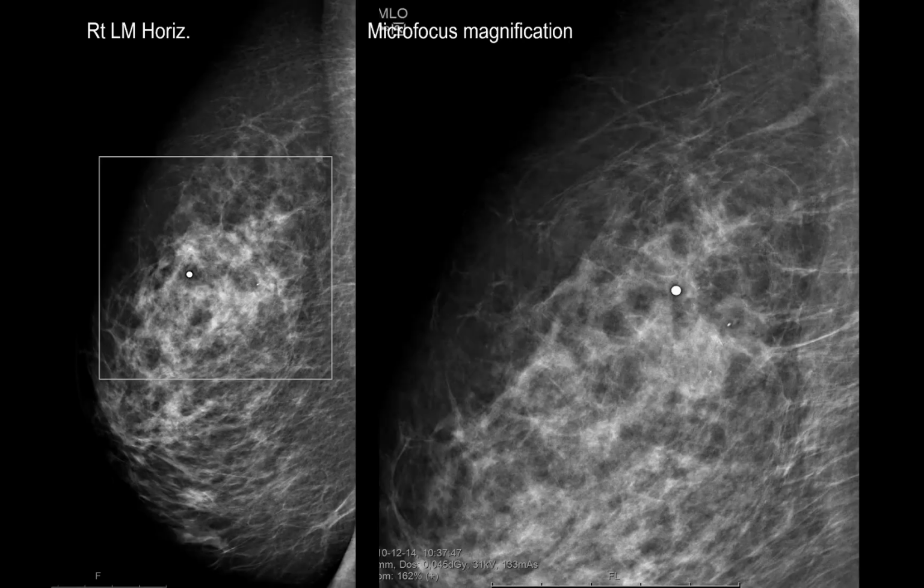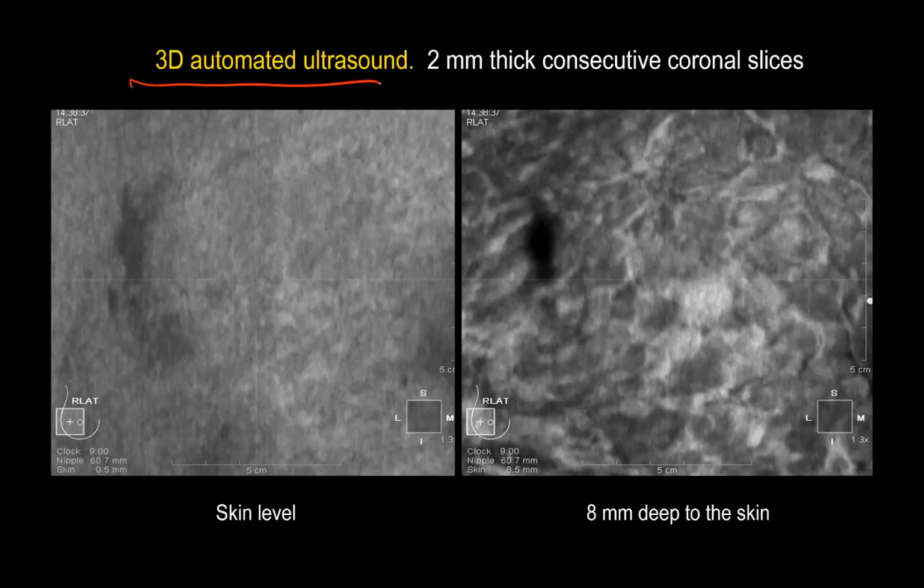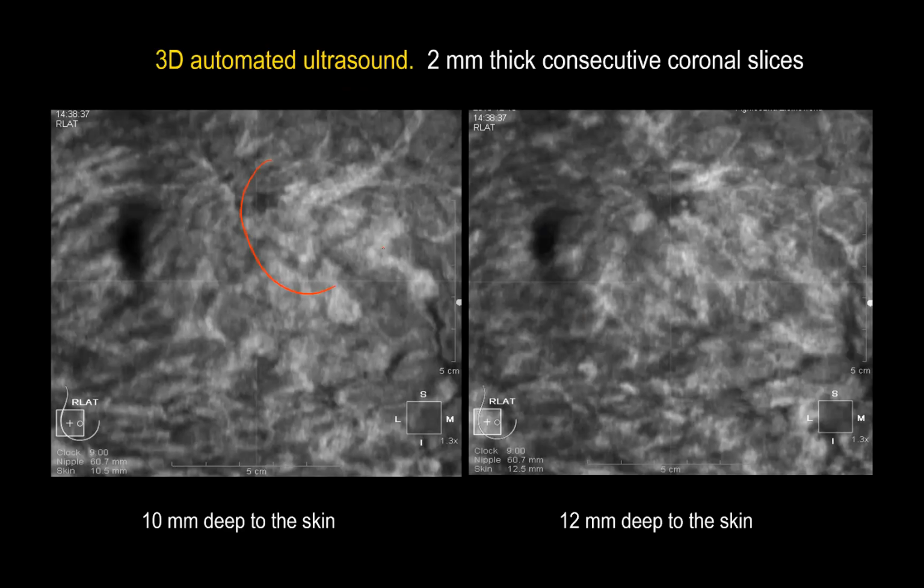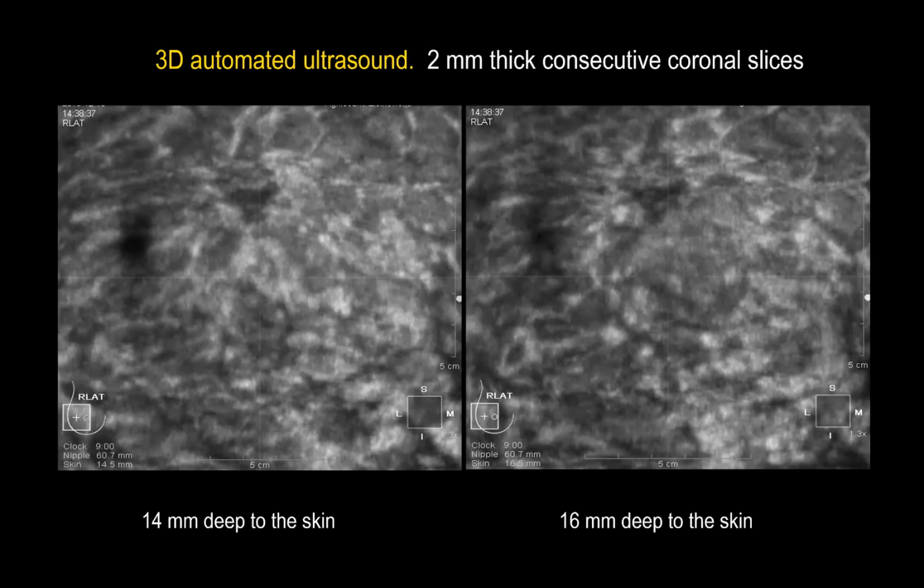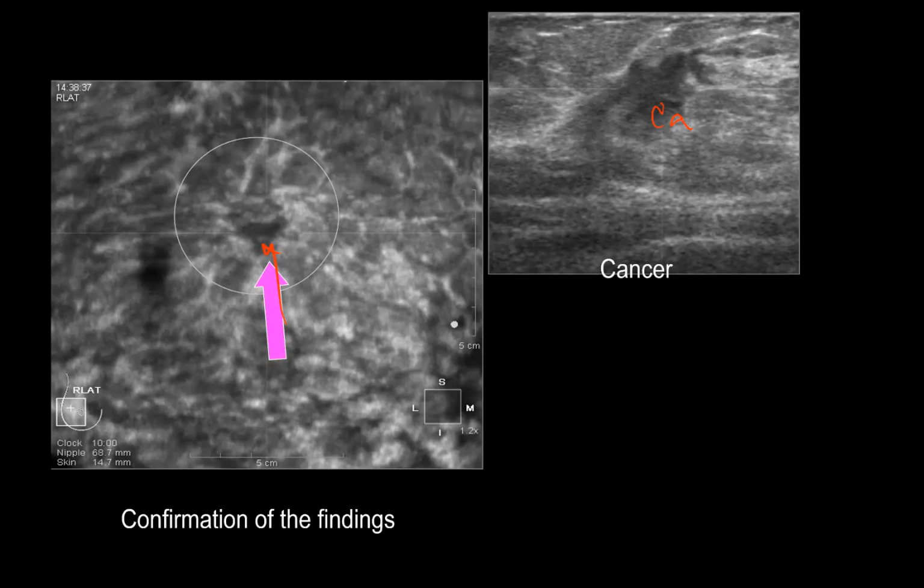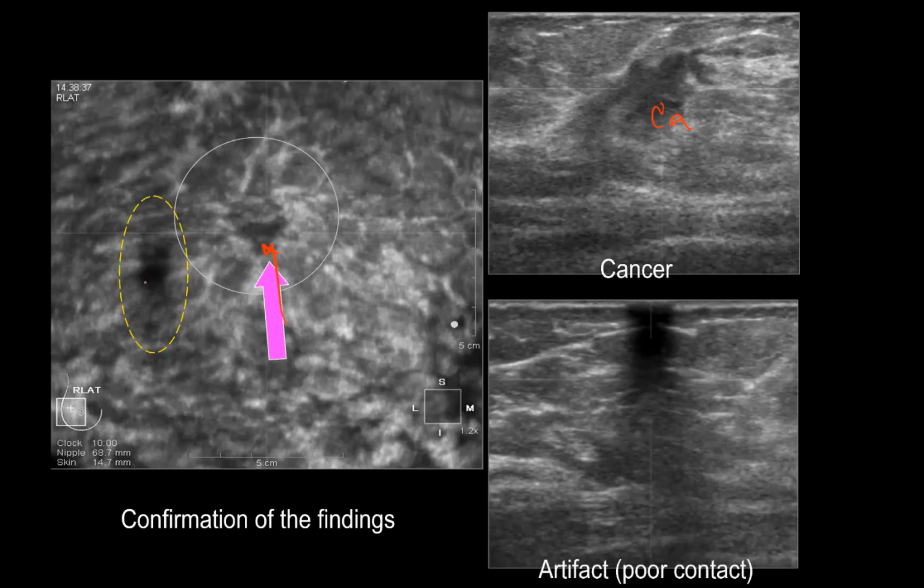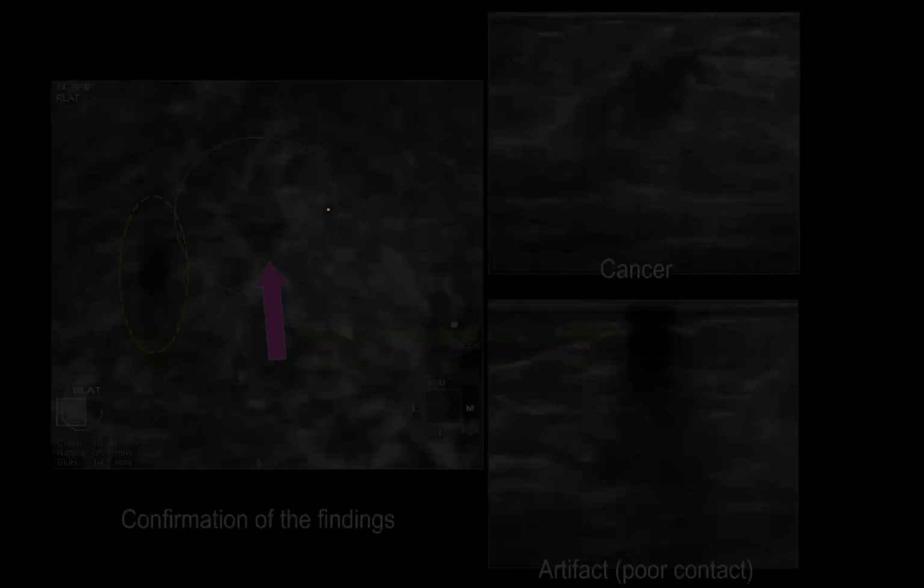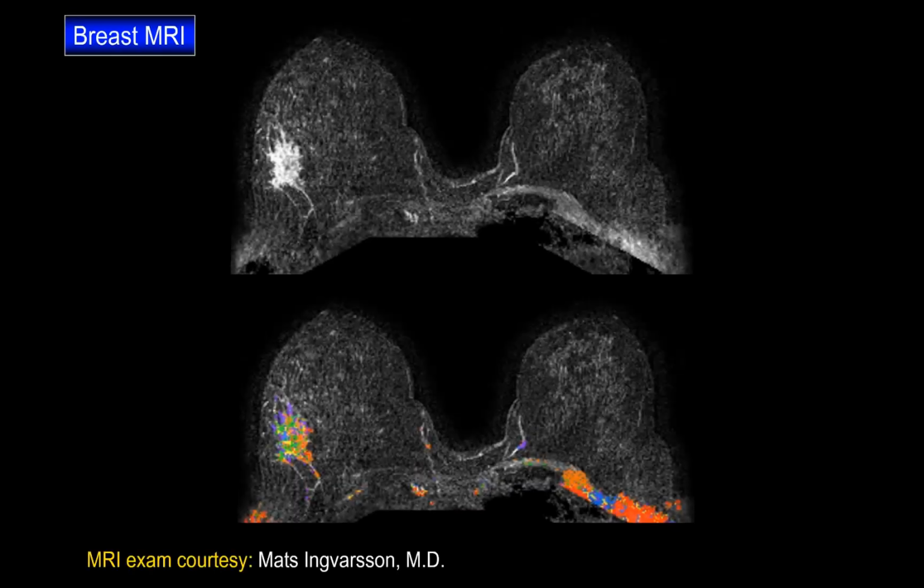Where is it? Why don't you do 3D automated ultrasound? I think it's here. And it's here. And it's here. What is this? Well, that's very easy with the 3D automated ultrasound. You put the cursor here, and you got immediately a cancer diagnosis. But you put the cursor here, and it goes up all the way to the skin. So this is an air bubble, but this is important. That's what she felt. Much easier to see on the ABUS, automated breast ultrasound, and on the MRI.